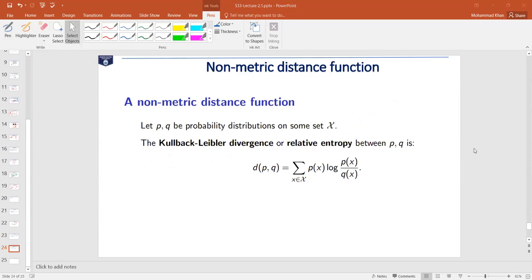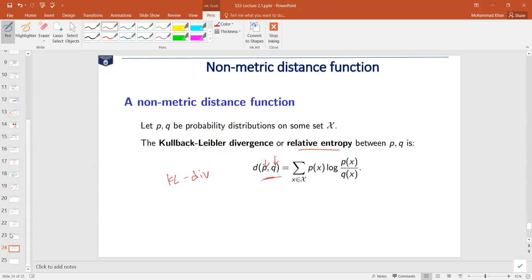Sometimes we use the nearest neighbor algorithm with distance measures that do not follow all the properties. For example, the Kullback-Leibler divergence, or relative entropy. We normally call it KL divergence. It measures the distance from one probability distribution to another probability distribution. So this measure does not follow all the metric space properties.